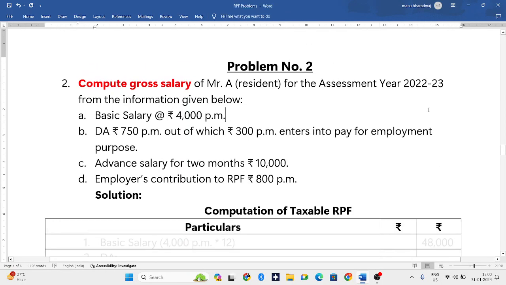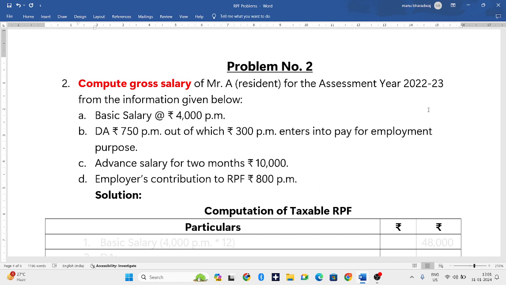In this particular video, we'll solve one more problem related to RPF. Compute gross salary. In the question, you should be very careful in analyzing what they have asked us to calculate. In my previous problem, they had asked us to calculate taxable RPF, but here they have asked us to calculate gross salary. So a little bit of change will be there in the calculation. I'll teach you how to do that.